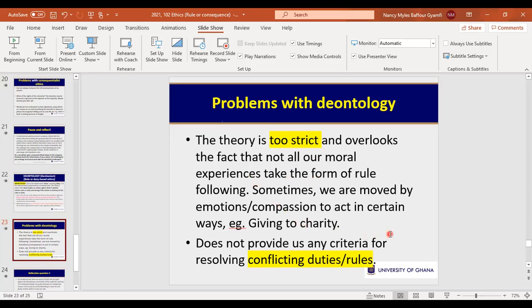Okay. The second problem we can have with deontology is that it does not provide us any criteria for resolving conflicting duties or rules. So do I tell a lie to save a life?